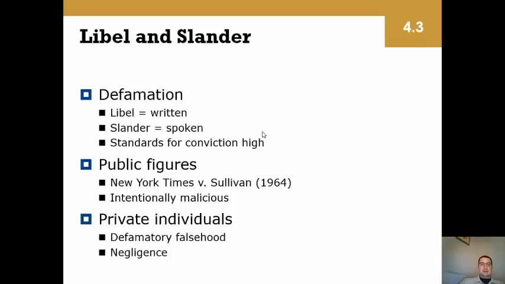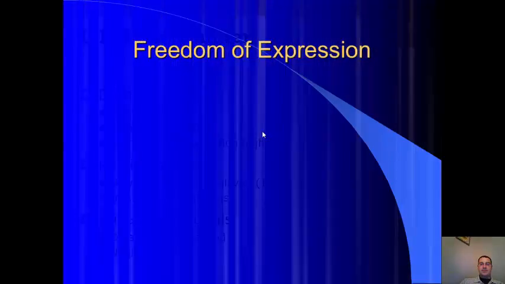Defamation. So with public figures, you have to be intentionally malicious, right? You have to prove that what you did towards a public figure was intentionally malicious to destroy their character. For private individuals, if it's false, if it's defamatory, meaning that it's hurting their character, and it's negligent, then you can hold private individuals liable for libel and slander.